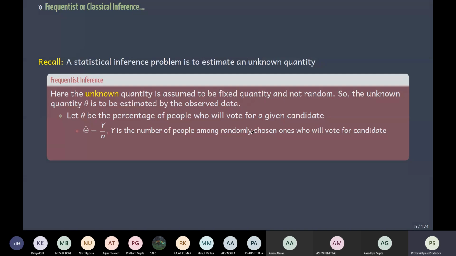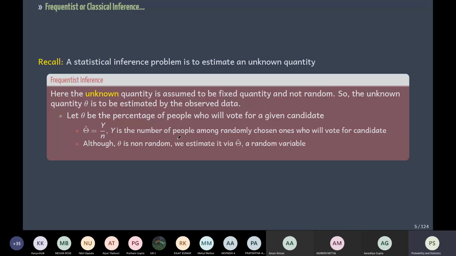So if y is the number of people that were randomly chosen and who will vote for the candidate: you have collected data of size n. Let us say there were n people. Out of those n people, y people said that they are going to vote for the candidate. So the percentage will be y divided by n. That's the frequentist approach, right? Because here it's about counting.